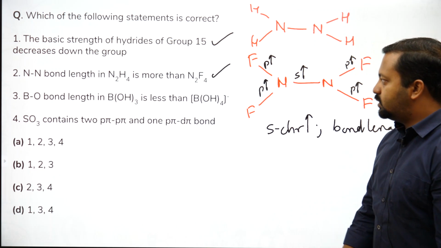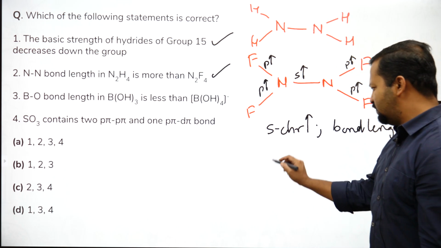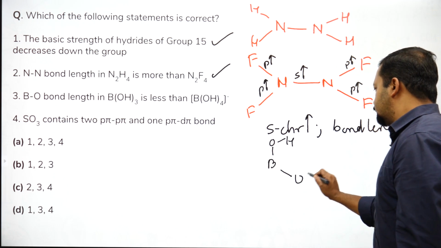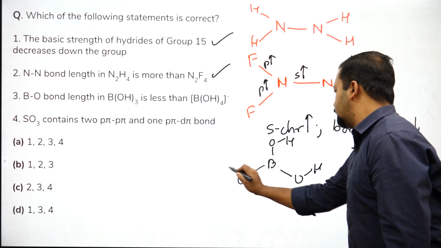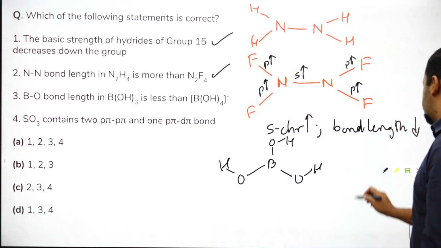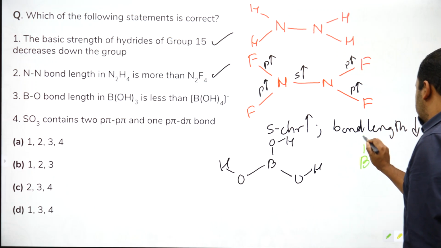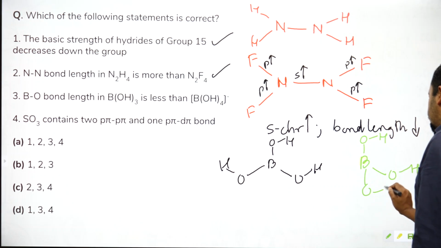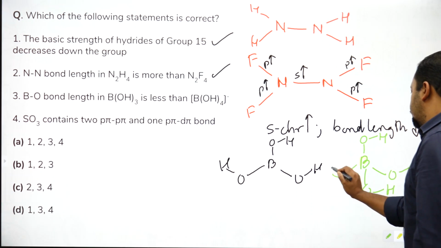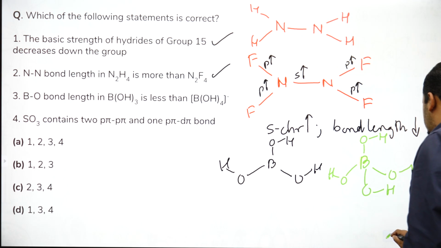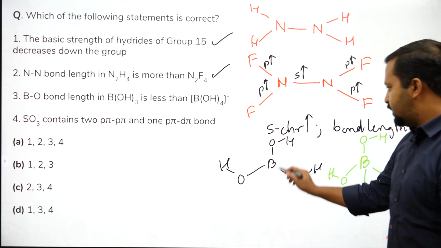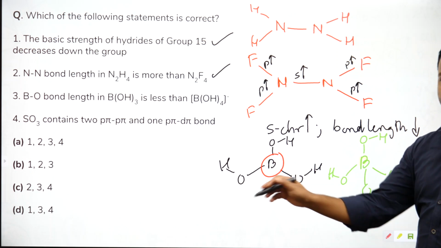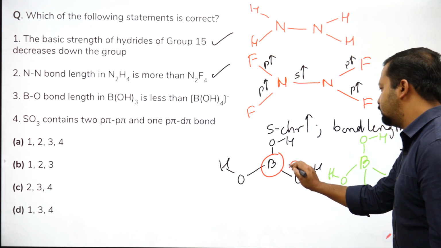B-O bond length in B(OH)3 is less than that of B(OH)4 minus. This is very easy to analyze. This is B(OH)3. And this is B(OH)4 minus. Okay, now tell me something, in which case the central atom is having vacant orbital. This one, 6 electrons, एक vacant orbital है, so it will receive electrons from oxygen.